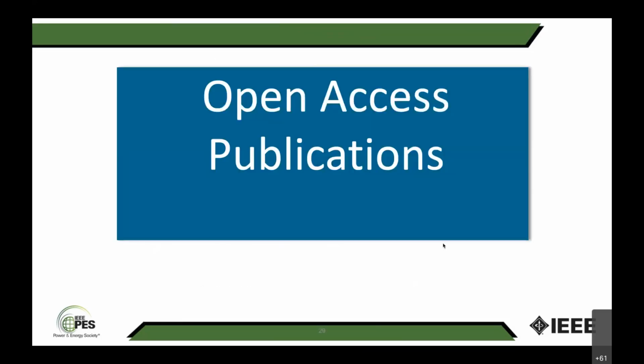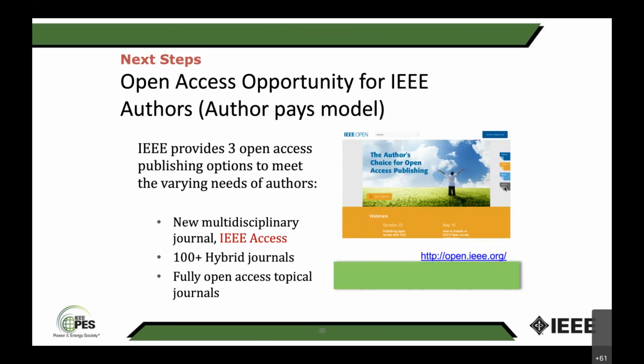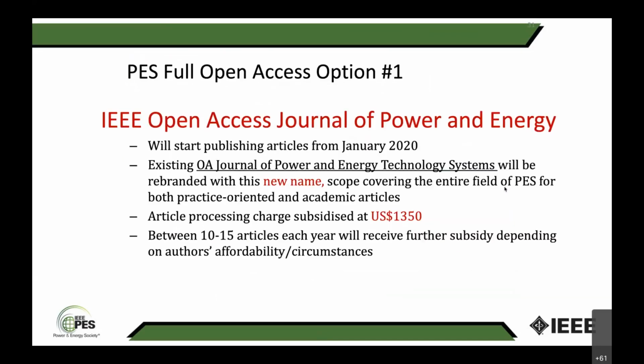Now, open access publication. So what does it mean? That means I have the option here. Look at this. IEEE has a journal called IEEE Access. That journal covers all fields of IEEE. So that's one. And you can submit there. There's a fee, no problem. But what I am talking about is this one, which I talked about before.